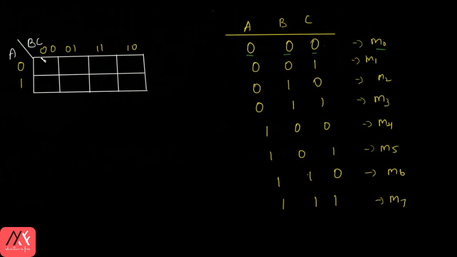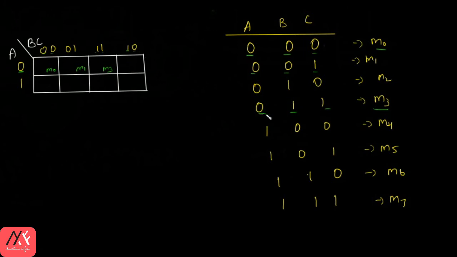0, 0, 0 of ABC. So all zeros meet here in this cell, put it M0, right? And the next one will be 0, 0, 1. 0, 0, 1 meets here and it is M1. 0, 1, 1 corresponds to M3. So that is M3. So put M3 here. And the next one is 0, 1, 0.